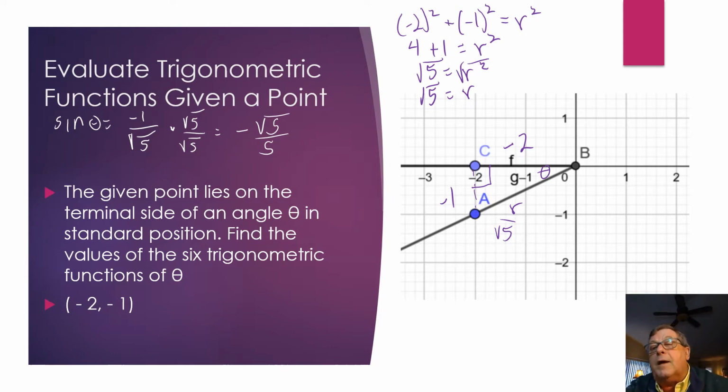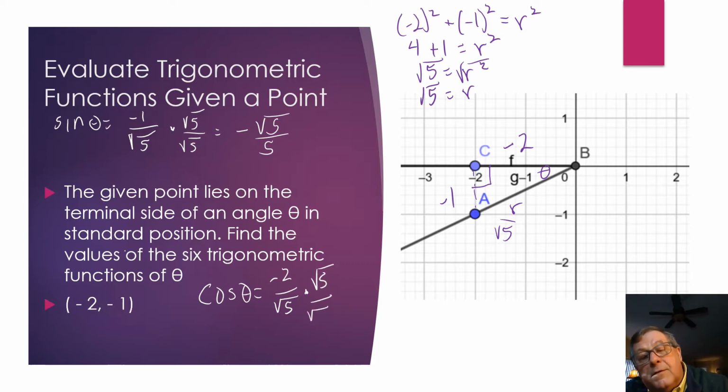I'm going to be running tight on room here. Let's do the cosine. I'm going to do it down here. So the cosine of theta is equal to the x-coordinate, which is -2, over the radius, the square root of 5. And let's rationalize it right quick, multiplying both by the square root of 5 over the square root of 5. And so now I've got -2 square root of 5 over 5. That's my cosine.